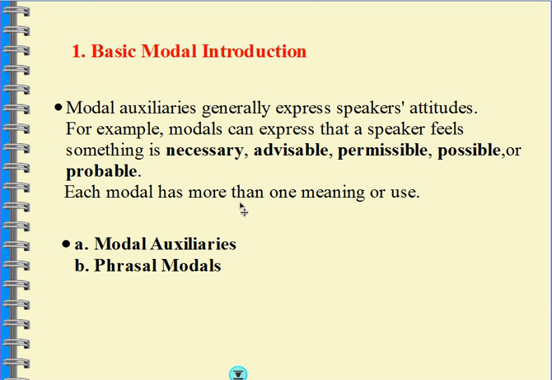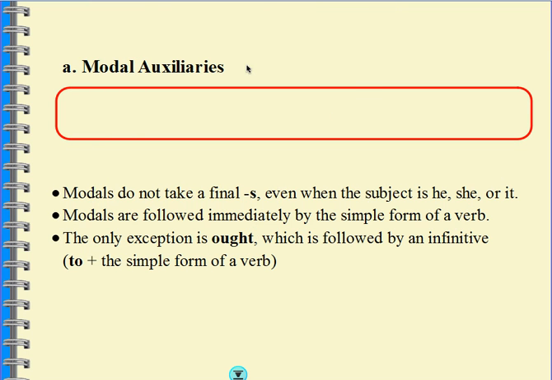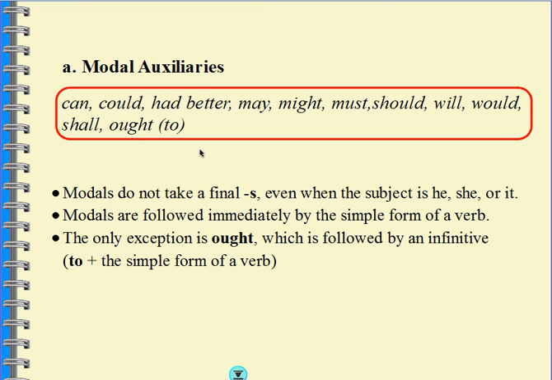The modals are divided into 2 categories: modal auxiliaries and phrasal modals. Starting with modal auxiliaries. The modal auxiliaries are can, could, had better, may, might, must, should, will, would, shall, ought to, and you can pronounce it as oughta.